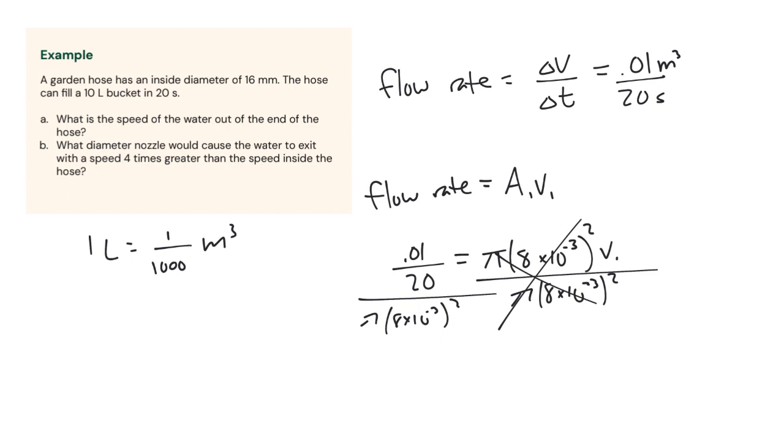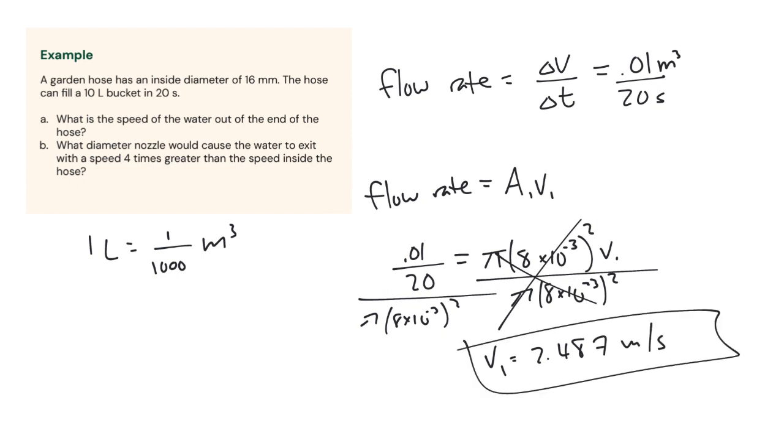0.01 divided by 20 divided by parentheses pi times parentheses 8 times 10 to the negative third end parentheses squared end parentheses. So I'm getting 2.487 meters per second. Now, y'all are welcome to fact check me on that and tell me if I am wrong when I get back to class, but that's the velocity that I'm getting there. Now, part B says what diameter nozzle would cause the water to exit with a speed 4 times greater than the speed inside the hose.